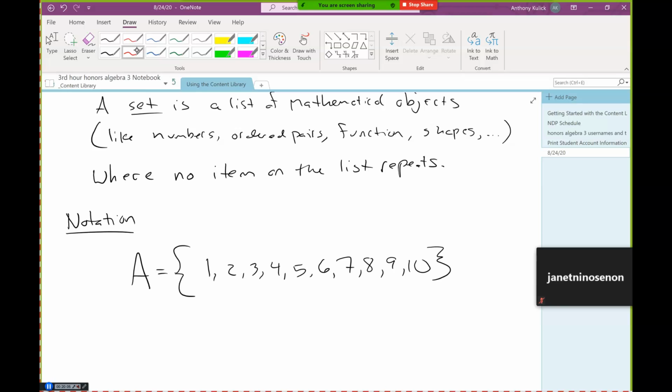The reason this set is easy to list is because it's finite. There are just 10 members to this. There's an end to the list, which makes it easy to record. This is something that we'd call a finite set because there are a finite number of items contained within that set.